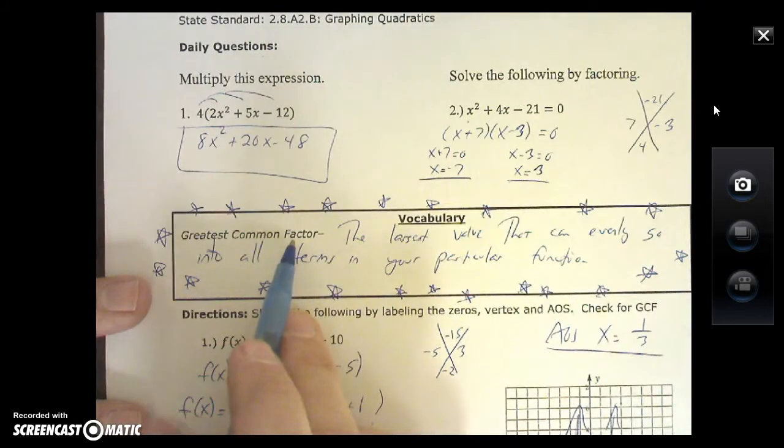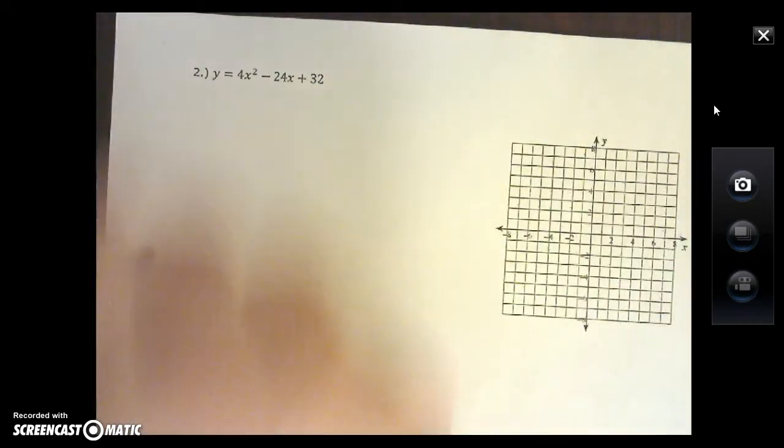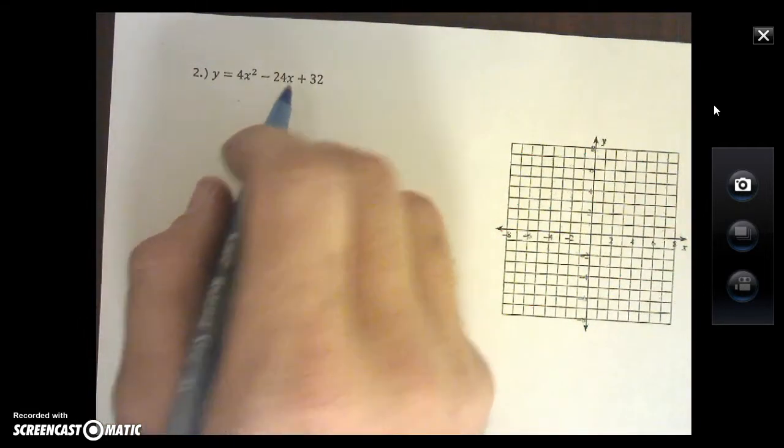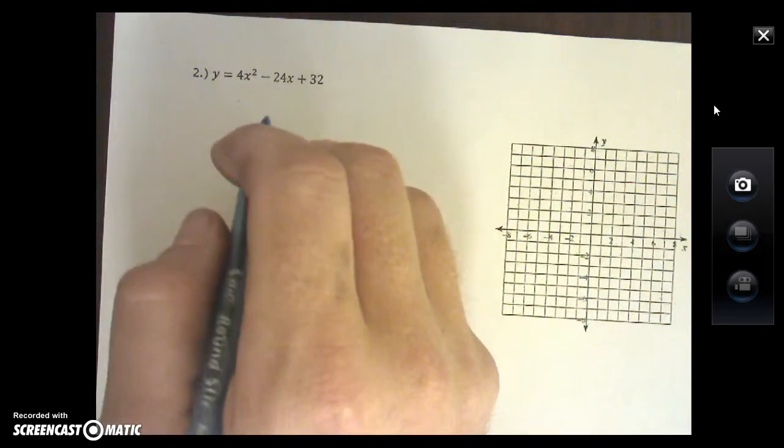Hey, did I mention to you guys about always looking for GCF? Just curious, I didn't know if I forgot that. Alright, number 2, looking for your GCF, because we always want to look for that, right? Alright, so 4, negative 24, and 32. What number goes in all of them? If you're saying 2, good idea. Make your life even easier.